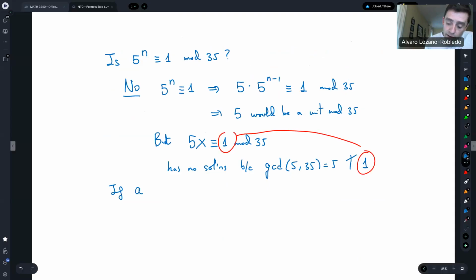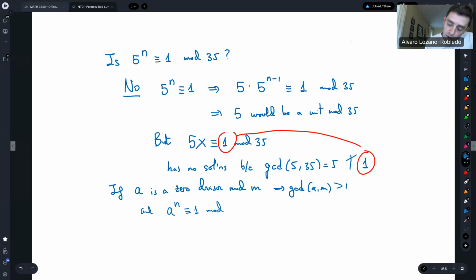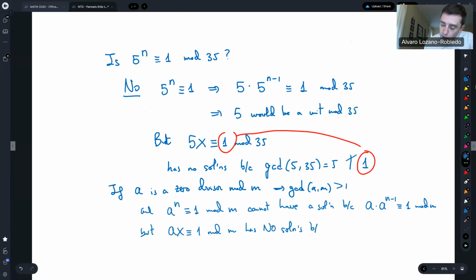Likewise, if a is a zero divisor modulo m, that implies that the GCD of a and m is something bigger than 1, and then a to the n congruent to 1 modulo m cannot have a solution, because then it would say that a times a to the n minus 1 is 1 modulo m, but ax congruent to 1 modulo m has no solutions because the GCD of a and m is bigger than 1, which does not divide this 1. And therefore, a zero divisor cannot be a unit. A zero divisor cannot have a power that gives you 1.